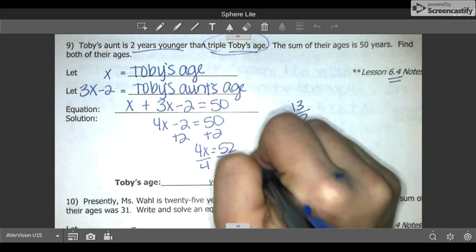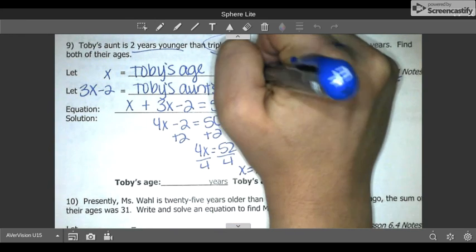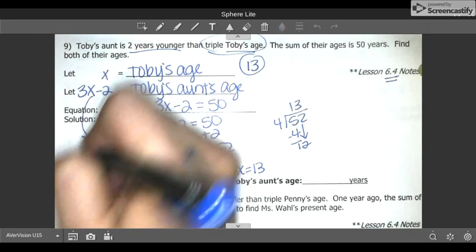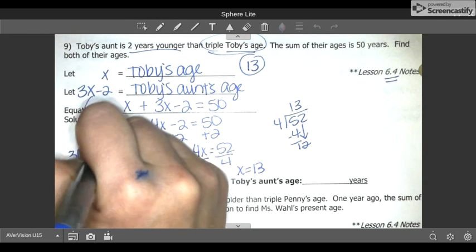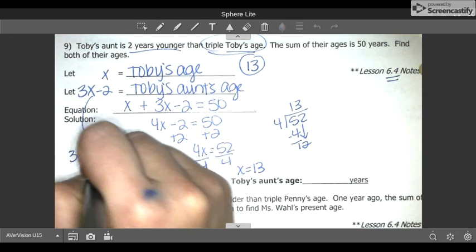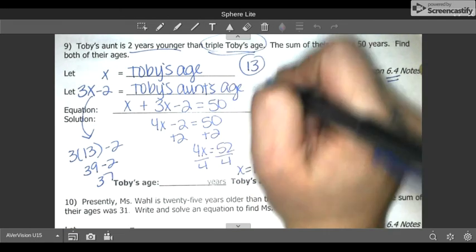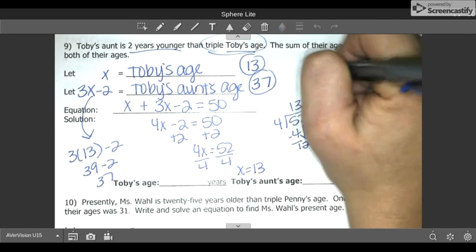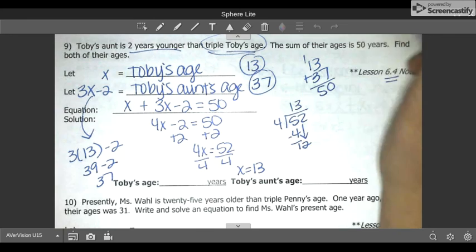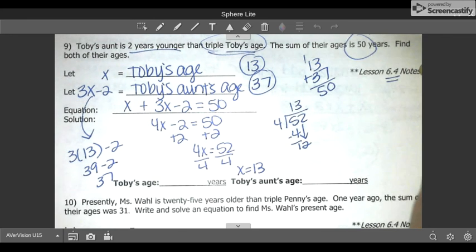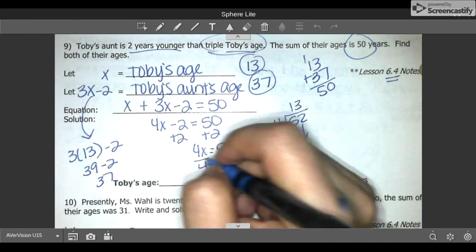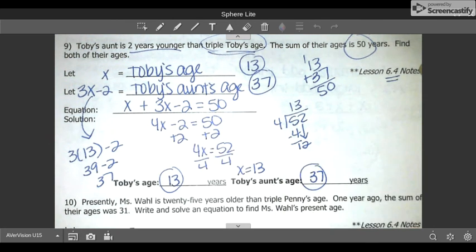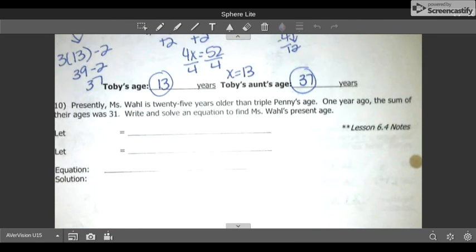X is 13. So Toby will be 13. And then to find out the aunt's age, I have to do 3 times 13 and take away 2, which is 39. Take away 2, which is 37. And then I'm going to add these together. Why? Because I want to check that the sum is 50, and it is. Okay, thank goodness I did this right. So Toby's age is 13, and the aunt's age is 37. And I can move on to the next one. I have 3 minutes left.